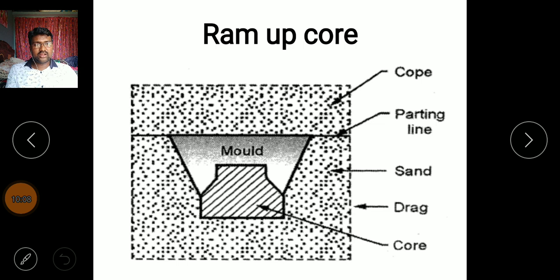Observe in this diagram, first we have to place the pattern, after that we have to place the core, after that we have to provide the molding sand, and then we have to ram the molding. It is about core and it is mold. Next, it is the molding sand.